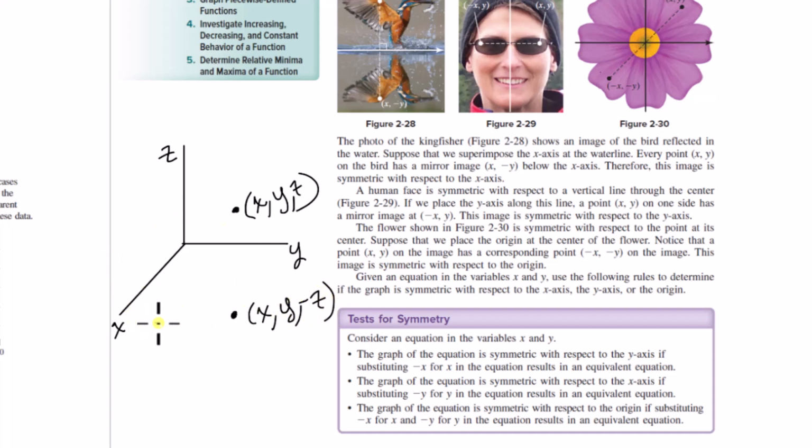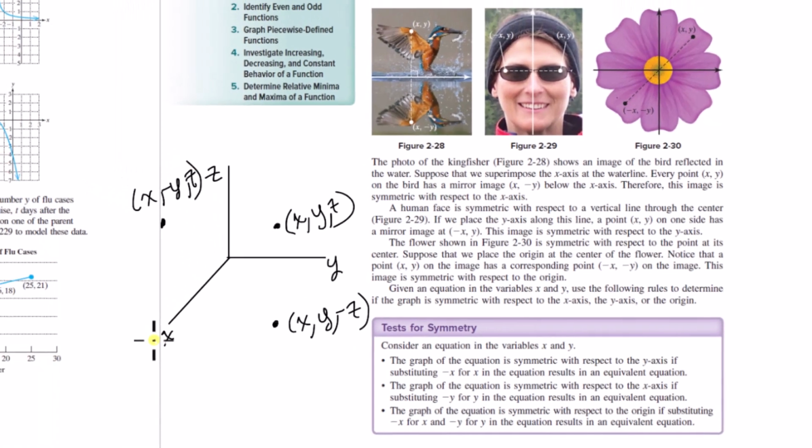If you went past 3 variables, you'd have to think about this abstractly, but that's the idea. If you substituted the y value for minus y, simplified and got the same equation, that's a symmetry with respect to the ZX plane.